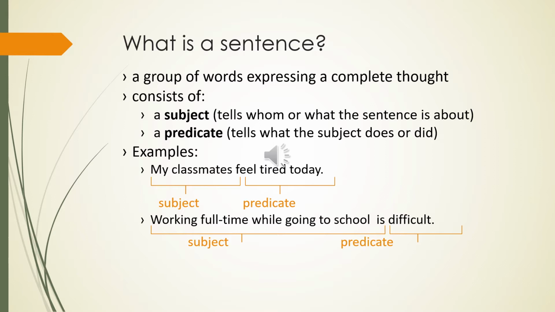All right, so the first thing that you need to know is what is a sentence. That sounds a little bit of an elementary question, but in order to understand run-ons and fragments, you must have a very strong concept of what a sentence is. Recall that a sentence is a complete thought. It is a complete thought. That means that it consists of a subject and a predicate. If you do not have both of these parts, then you do not have a sentence.